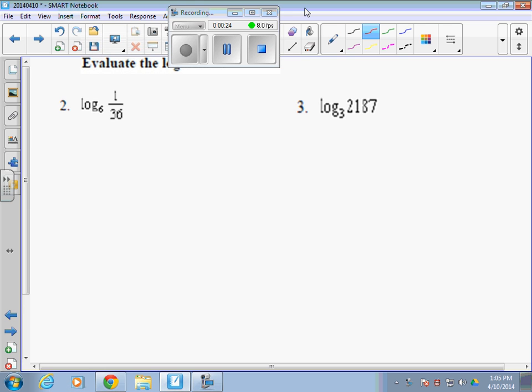These tell you to evaluate log base 6 of 1/36, and it doesn't say equals whatever it is, but that's what you're trying to find. You're trying to find what you have to raise this base to get it to be equal to 1 over 36. Remember, in order to make it into a fraction, it has to be a negative exponent, and then to make the number 36, it has to be squared to make 6 times 6. So it'll be negative 2.